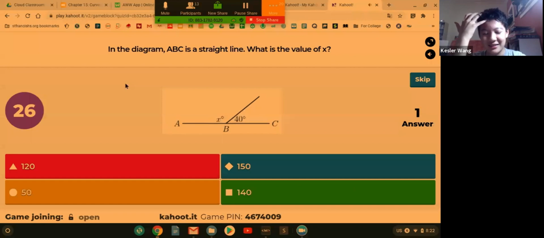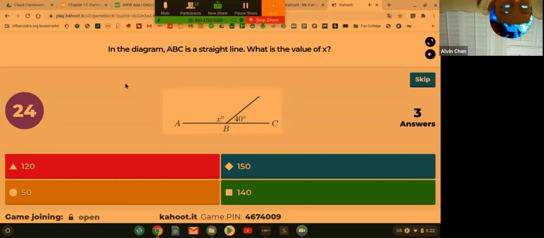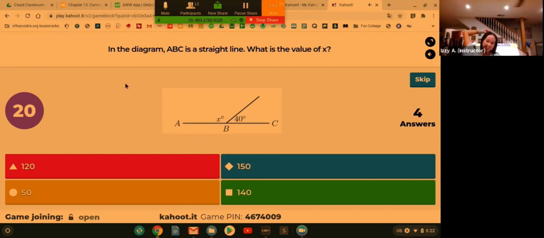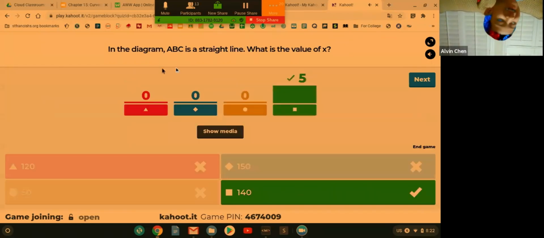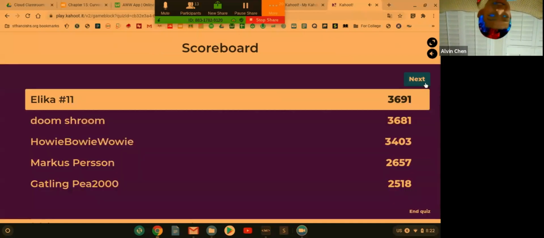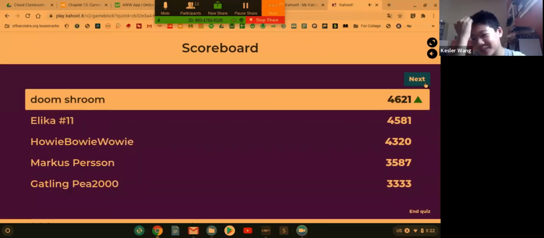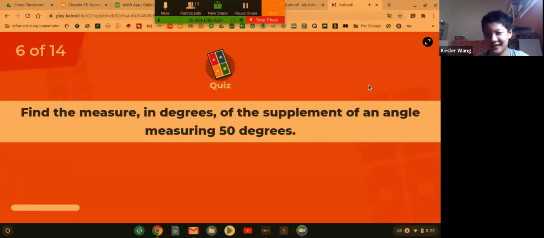What is the value? Whoever gets this wrong is gonna get grounded. No more rice for you. Good thing nobody is grounded. No, it's no rice for you. Oh, dang it, my little brother is here.